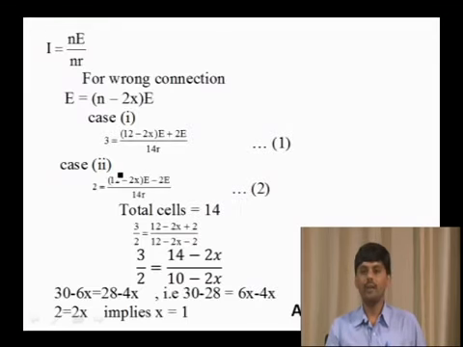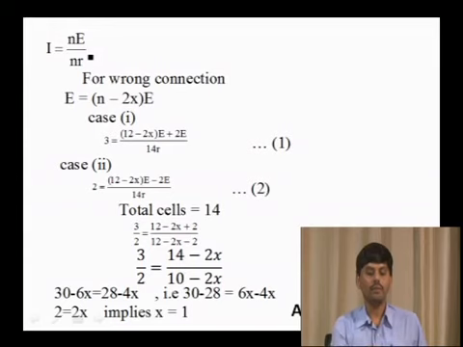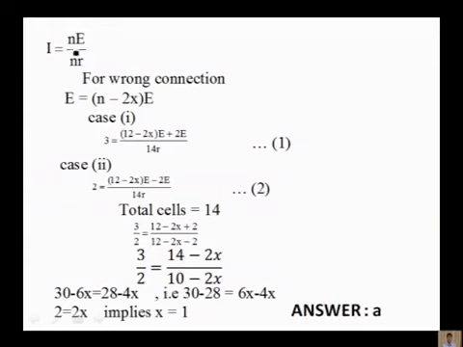See, this is the expression: I is equal to NE divided by NR. When there is no external resistance, it is short circuited, and we have the expression I is equal to NE divided by NR. For wrong connection, how are you going to calculate the total EMF? That is E is equal to (N minus 2x) into E. Here N is the number of cells, x is the number of wrongly connected cells, and E is the EMF of each cell.